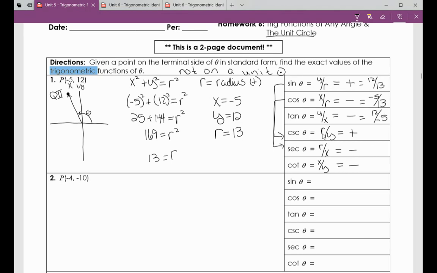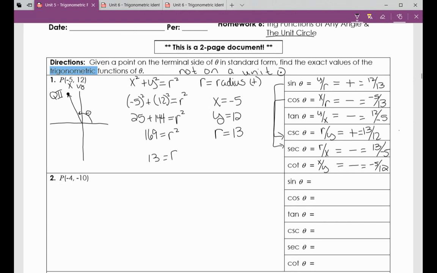Okay, so now I'm going to do this the easy way. Cosecant is the reciprocal to sine, so I'm going to take 12 over 13 and flip it. So 13 over 12. You can put r over y very easily. Secant is r over x, so that would be 13 over negative 5. Negative outcome, which is what we said we should have. And cotangent is x over y, so that would be negative 5 over 12. So I have all the ratios.